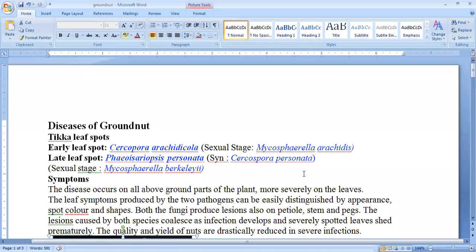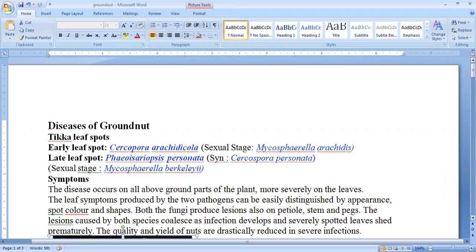I am Dr. Lily Trivedi and today I am going to take before you diseases of groundnut. In this session we are going to discuss the early leaf spot and late leaf spot of groundnut, and also the wilt disease of groundnut.